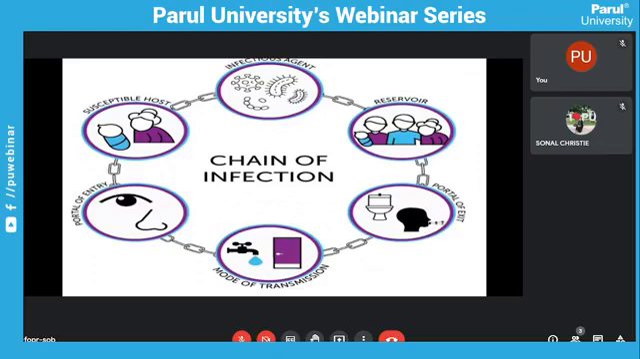After that, fifth is portal of entry. It is the same as portal of exit, a path for the microorganism to get into a new host. Okay, what is portal of exit? It is a pathway from which microorganisms leave the host. And what is portal of entry? It is a way or the pathway by which microorganisms enter into the host.